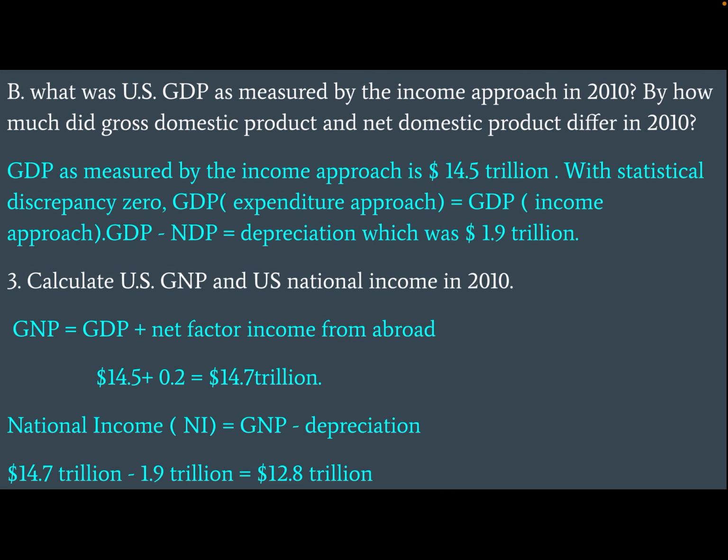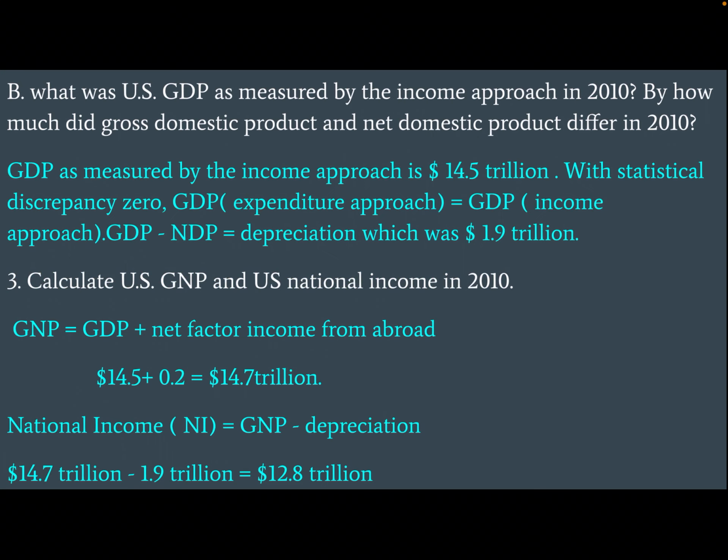What was US GDP as measured by the income approach in 2010? By how much did gross domestic product and net domestic product differ in 2010? GDP as measured by the income approach is $14.5 trillion. With a statistical discrepancy of 0, GDP by the expenditure approach equals GDP by the income approach. GDP minus NDP is equal to depreciation, which was $1.9 trillion.